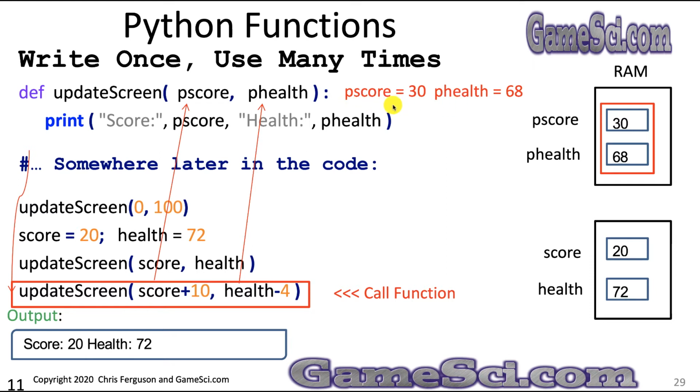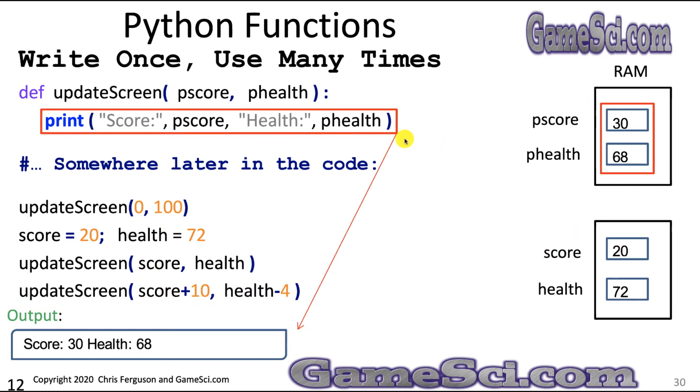If you look over here, underneath the covers, what does Python do? It sets the P-score equal to the argument 30. It sets P-health equal to the argument 68. And you can see the new values show up in my parameters. When, of course, this runs, what happens? It reports whatever the argument to the function was. P-score gets printed as 30, P-health gets printed as 68, and we've updated the screen again.